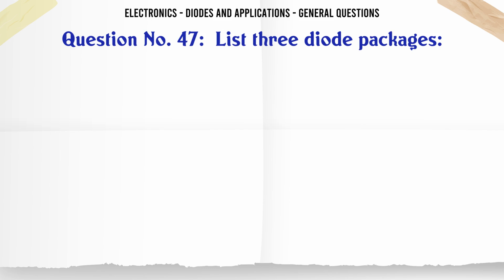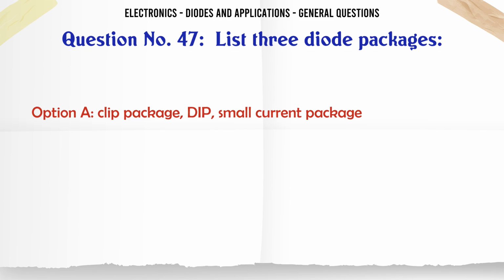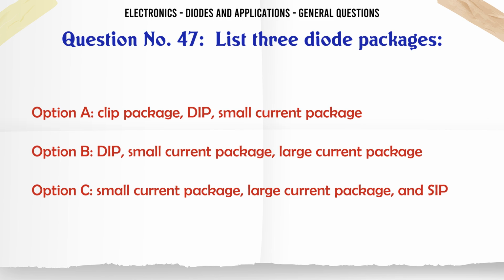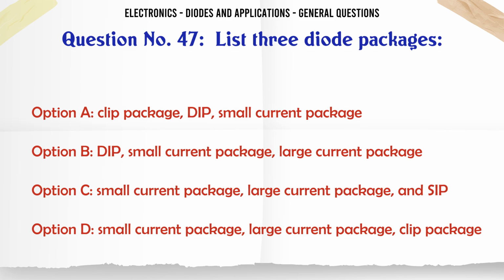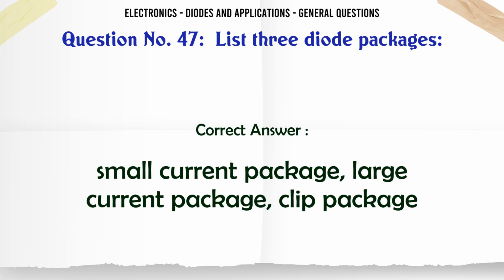List 3 diode packages. A. Clip package, dip, small current package. B. Dip, small current package, large current package. C. Small current package, large current package, and SIP. D. Small current package, large current package, clip package. The correct answer is small current package, large current package, clip package.